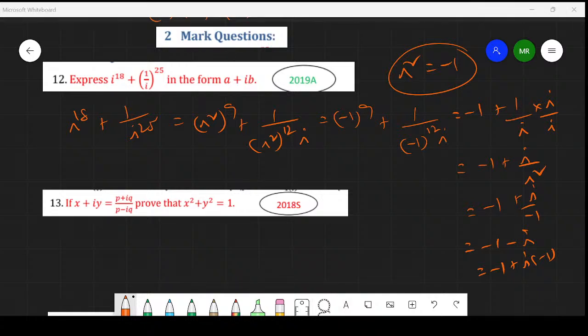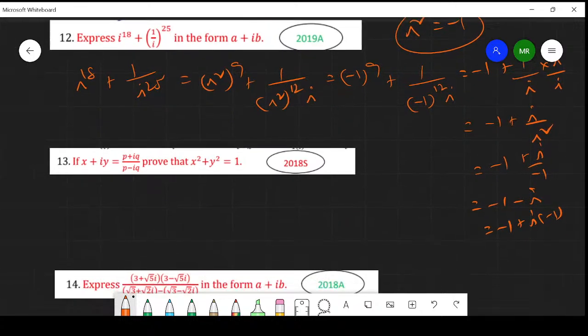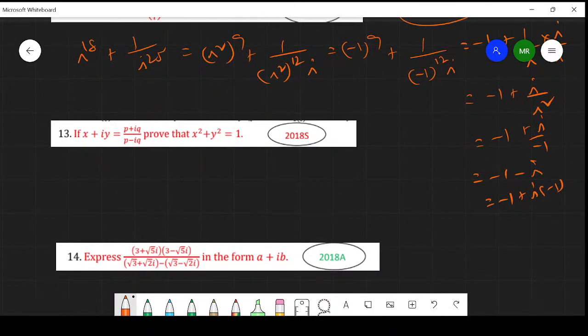Now I am doing the next one. See, they are given x plus iy equal to p plus I cube by p minus I cube. Prove that x square plus y square is equal to 1. This is a very simple problem. We know that mod of a plus ib, as I just discussed in one of the problems, will be root of a square plus b square. Using the same concept, if we use mod only, we get root of a square plus b square.